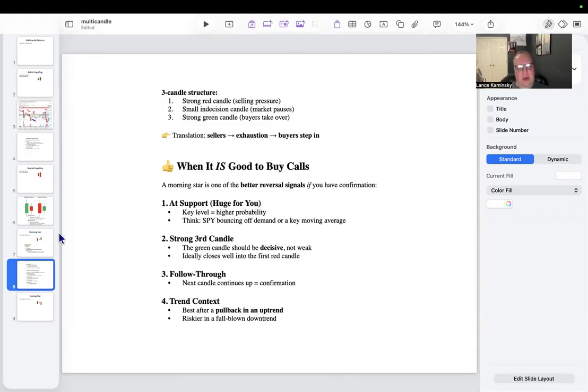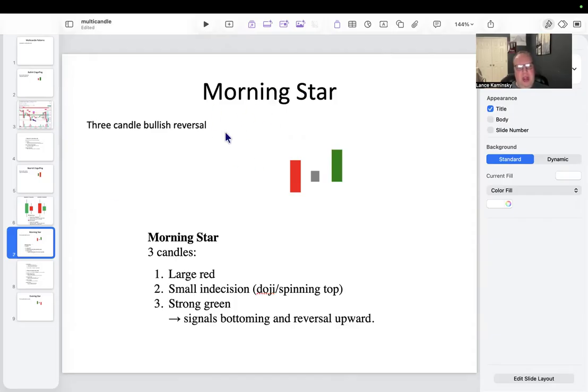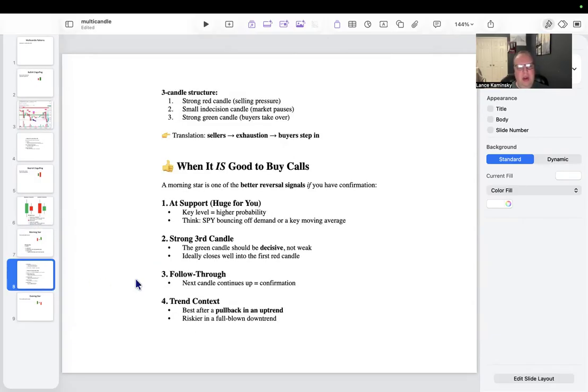So if you see a downward trend here, let's say there are many candles slowly going down. You see a big down candle here, but then you see the doji, you see a possible reversal. That's where you want to push in. And ideally, you have the SRX level somewhere over here. Trend continuation is best after the pullback and riskier in a full-blown downtrend.